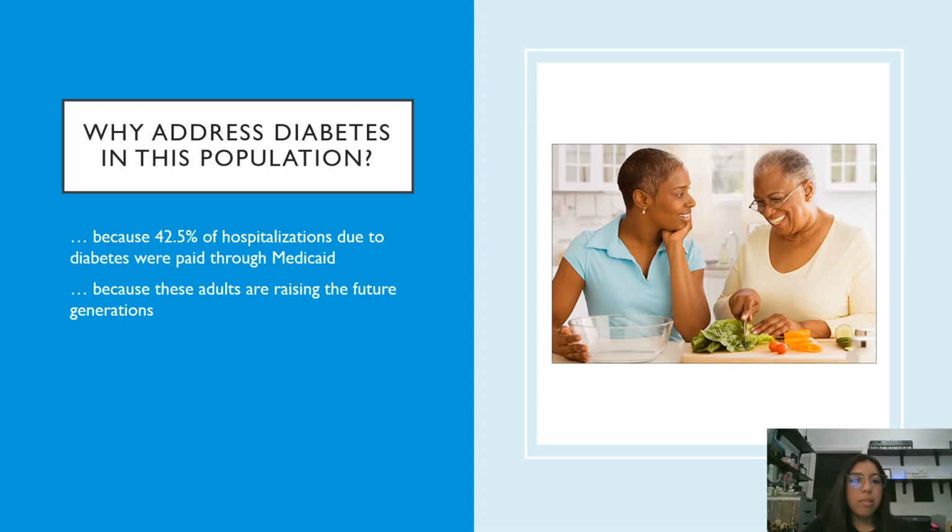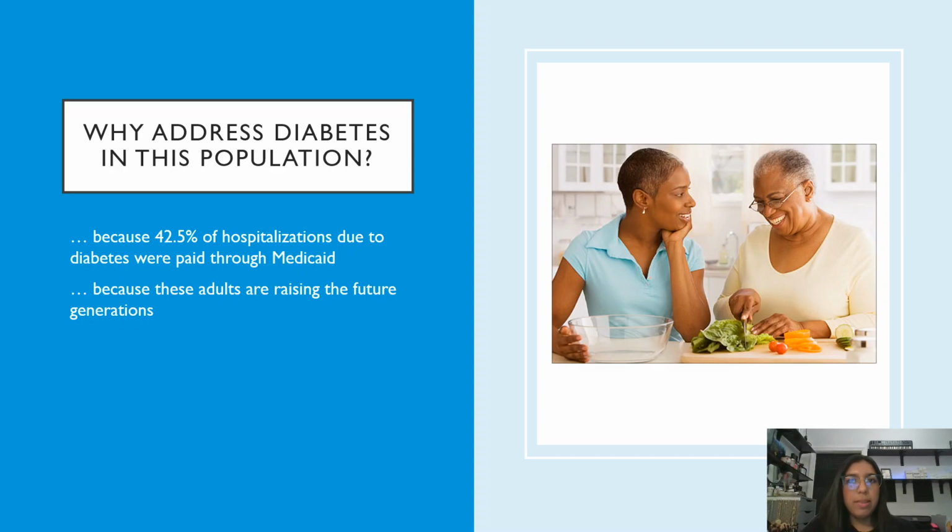So why address diabetes in this population of middle-aged, low-income people in Miami-Dade County? Because 42.5% of hospitalizations due to diabetes were paid through Medicaid in Miami-Dade County. Medicaid is funded by state and federal taxes. So by making people healthier, we also decrease the spending on not just diabetes, but also the comorbidities of diabetes, like heart disease and kidney disease. And those funds can be allocated to other areas.